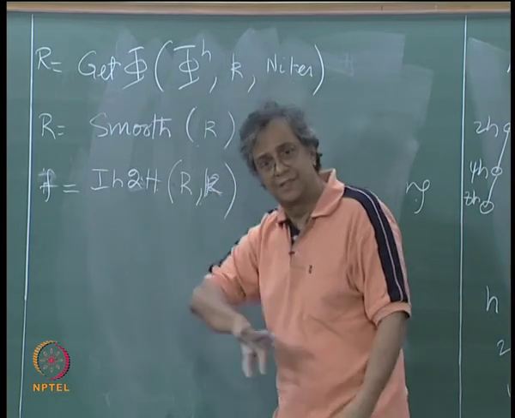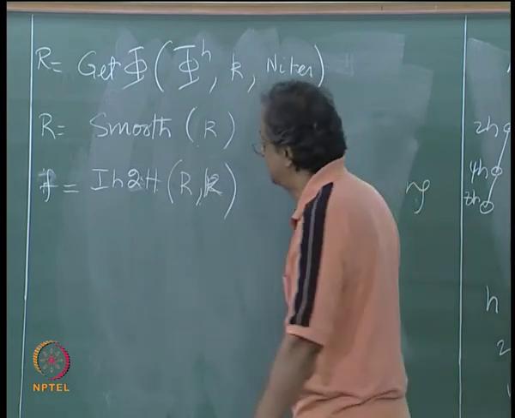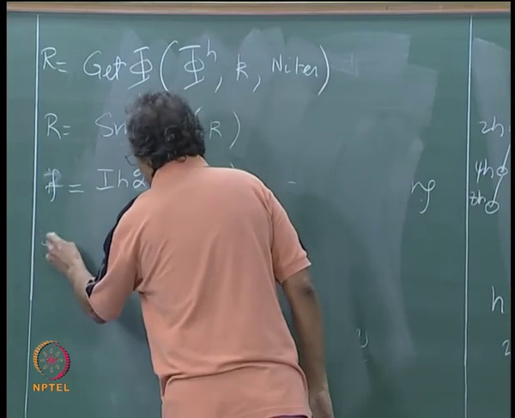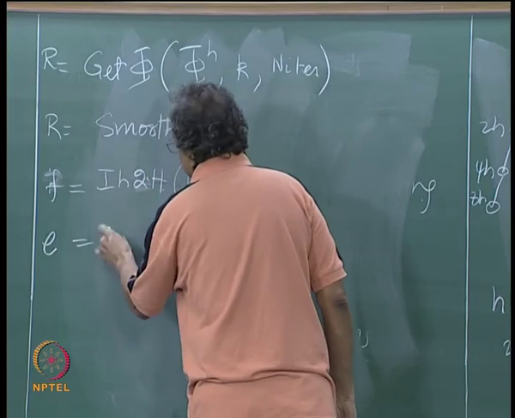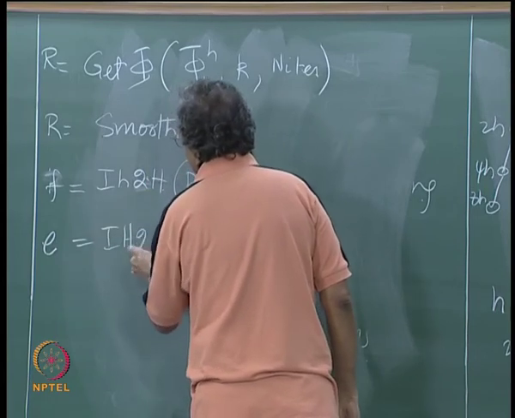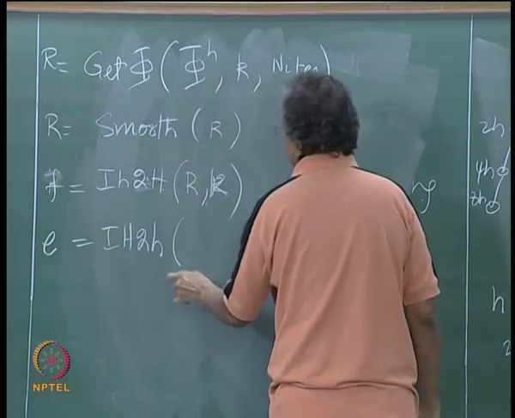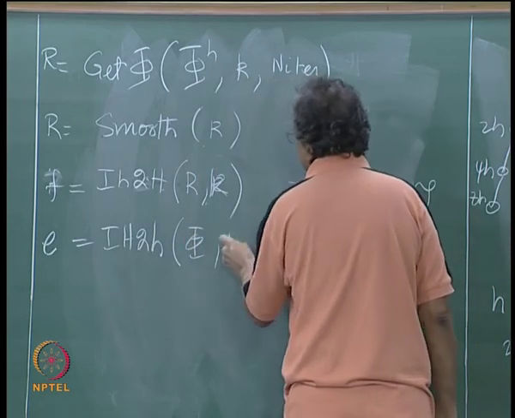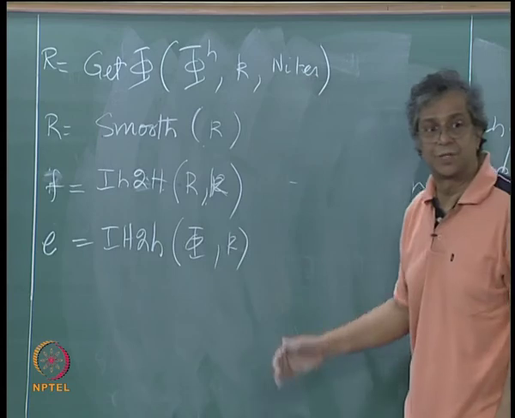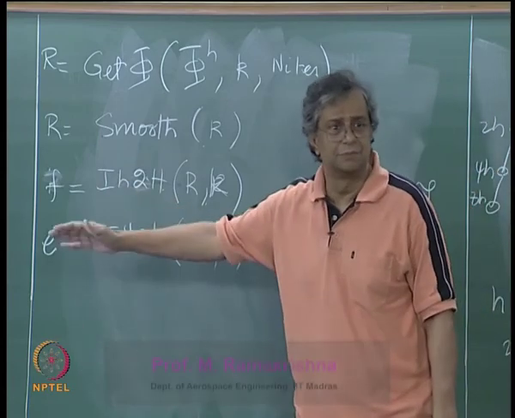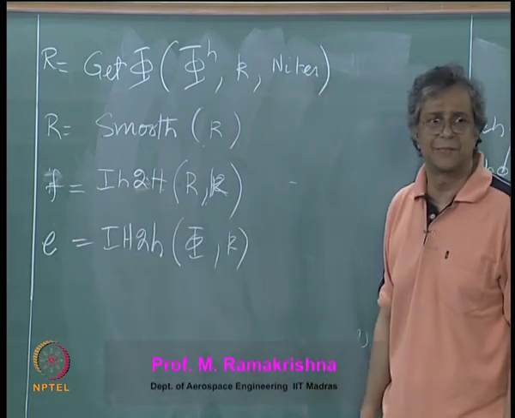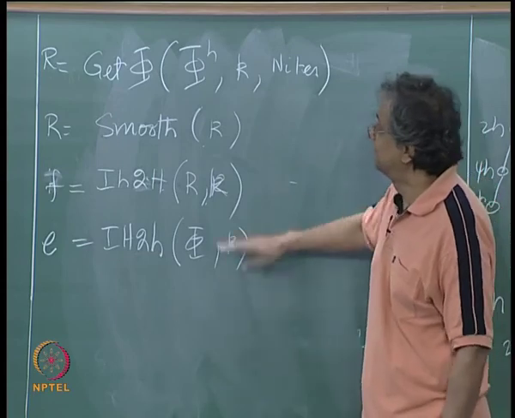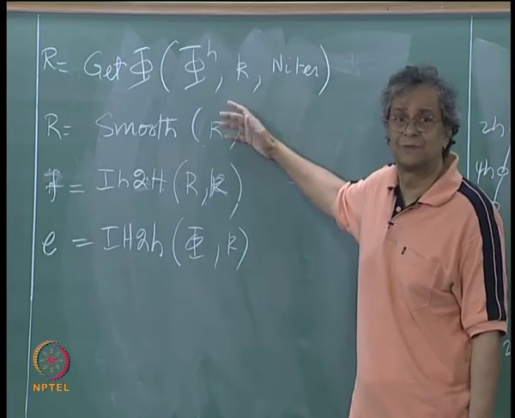What else do you need? You need the other way around. Fine to coarse, and you need the correction, which will take you from coarse back to fine. Am I making sense? This is the critical part. If you do this, you are set.